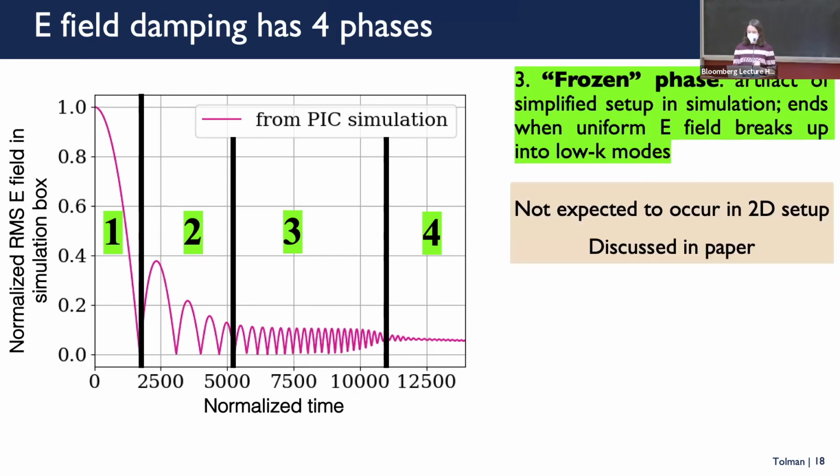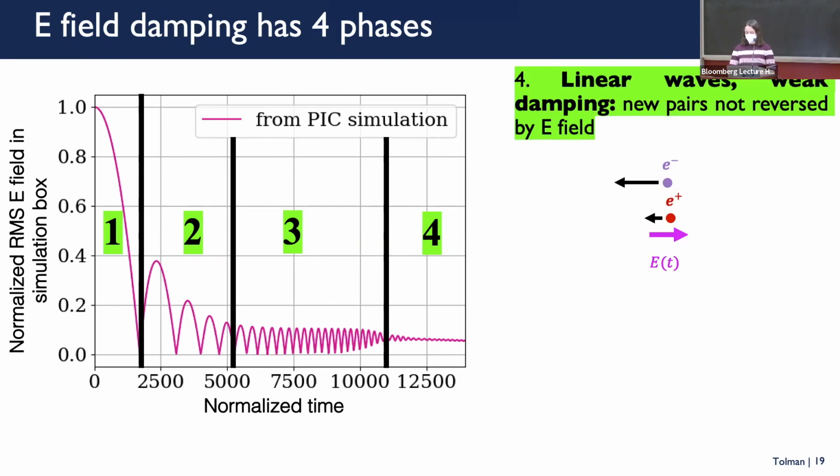After that, we have a third phase, which I'll just call the frozen phase. This phase is an artifact basically of the simplified setup we use in our simulation. And it eventually ends due to sort of some breakup of the waves that are existing in our simulation. But this is basically an artifact of our simplified setup, and it's not expected to occur in the 2D setup. But we do discuss it in our paper.